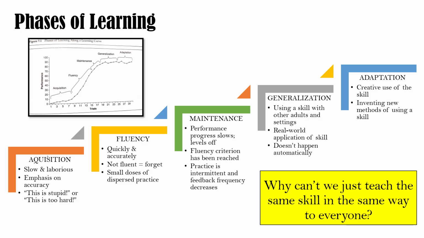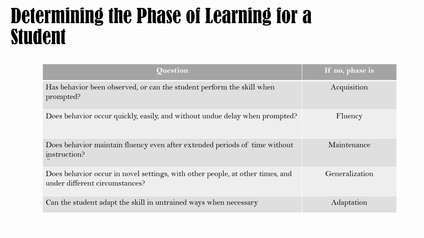So picking the phase of learning that individual students are on is really important for your lesson planning. You don't want it to be too difficult, or too easy. Here are some questions you can ask yourself to determine the phase of learning for a student. If they're in the acquisition phase, has the behavior been observed, or can the student perform the skill when prompted? So if they've acquired the skill, cool.